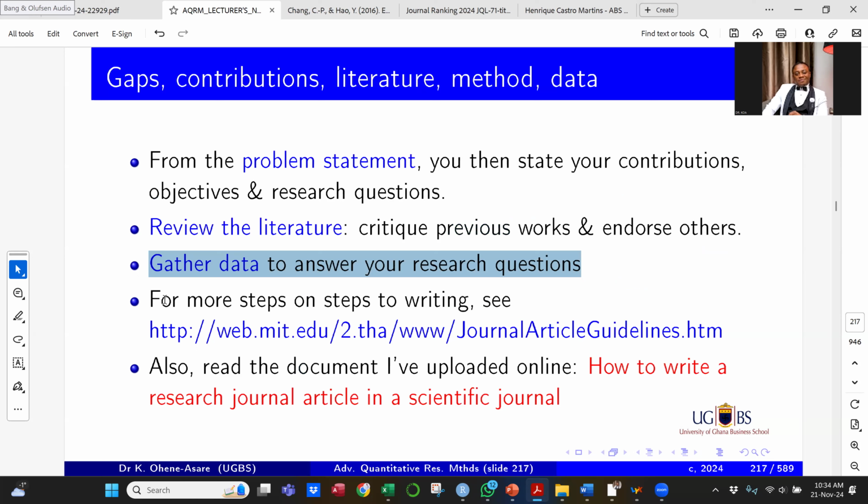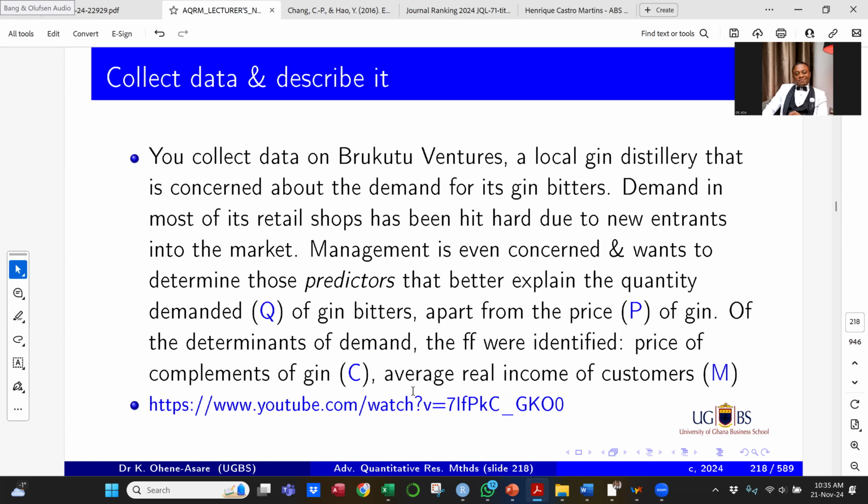In order to learn more steps on how to write a journal article, read this paper from MIT. It's a very good paper. That will give you the step-by-step on how to get it. The title is How to Write a Scientific Research Journal Article in a Scientific Journal.